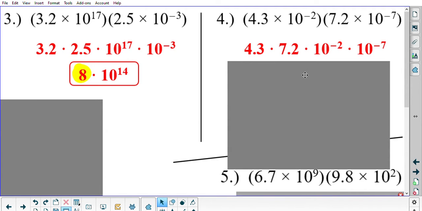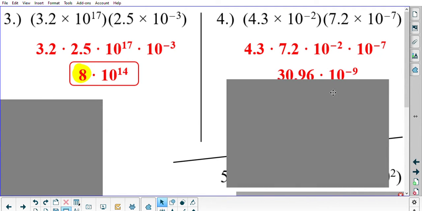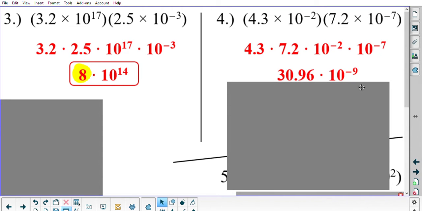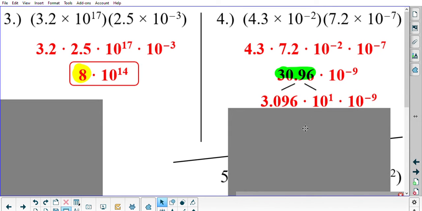Using the commutative property, we are going to switch things around. 10 to the negative second times 10 to the negative 7th would give us 10 to the negative 9th. 4.3 times 7.2 is 30.96. Now, is 30.96 in scientific notation? No, it is not. So what we have to do is make that become 3.096.